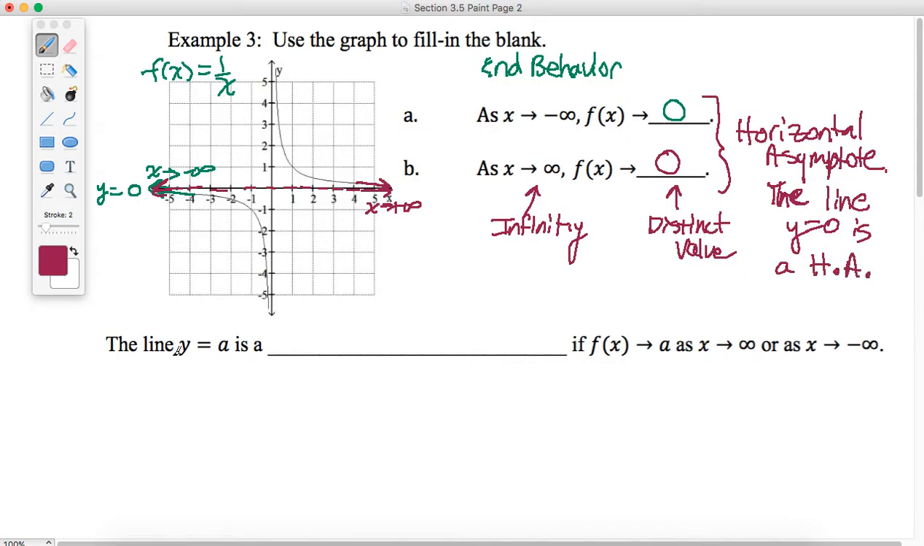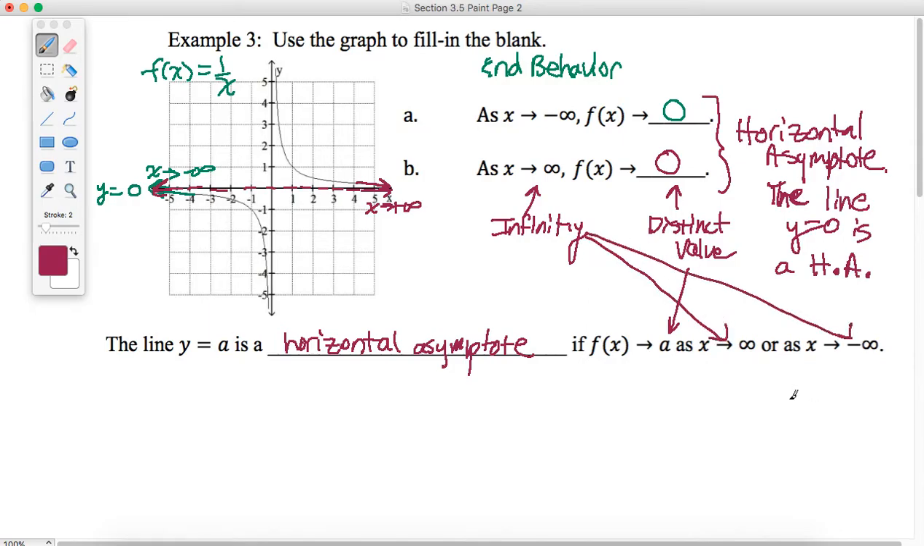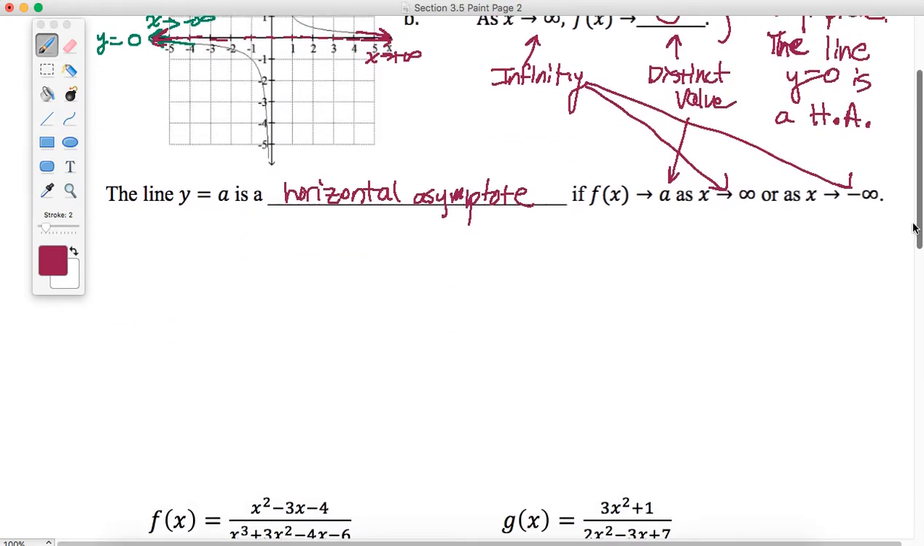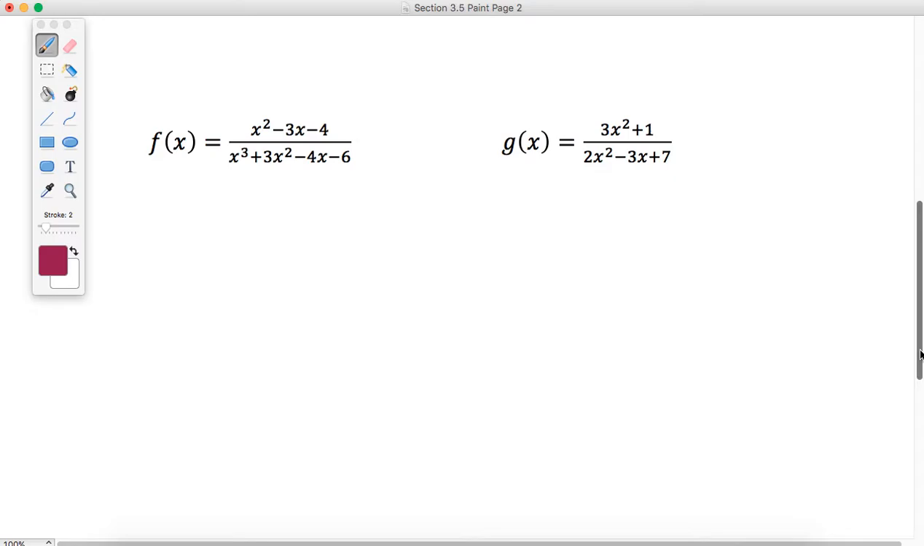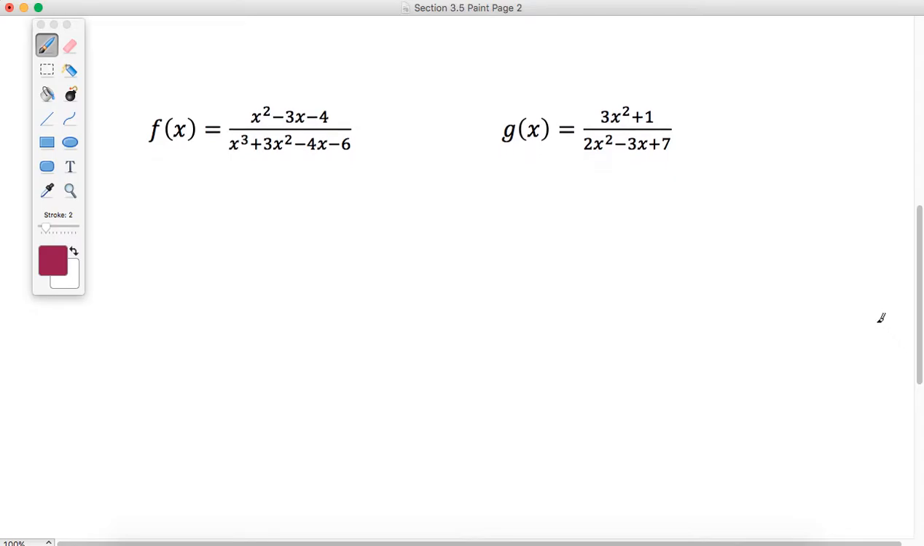And definition-wise, it says the line y equals A is a horizontal asymptote if, as x approaches infinity, f of x approaches a distinct value, right? A distinct value as x approaches infinity, or as x approaches negative infinity. If that is the case, we're going to have a horizontal asymptote. Okay, this is what it looks like graphically. There are a lot of things going on behind the scenes here, and so I'm going to look at a couple of functions to help us out here to see what's happening behind the scenes.